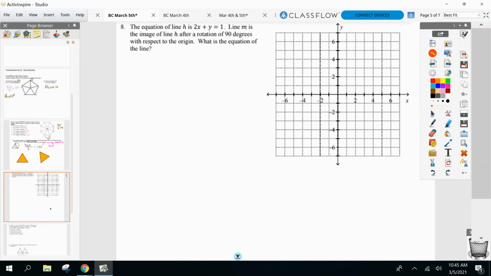Ooh, now I'm going to take it next level on you. Let's rotate a line. You guys have a lot of experience rotating points. Can I rotate a line now? You're darn right I can. I can rotate a line. So I have a line, 2x plus y equals 1, and I want to rotate it 90 degrees. Give me the new equation of the line.